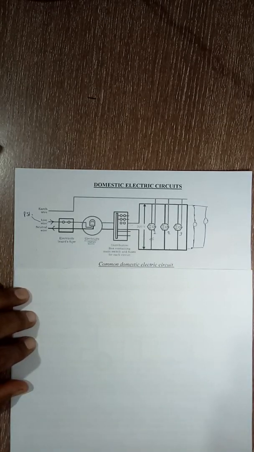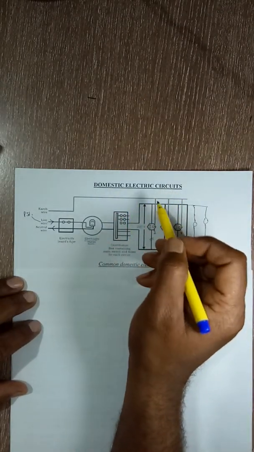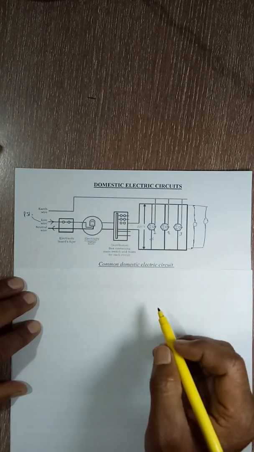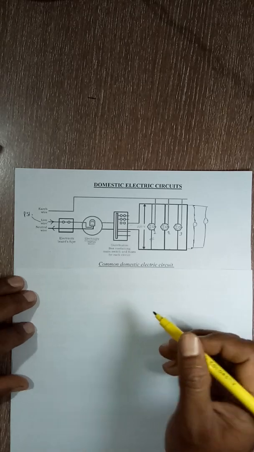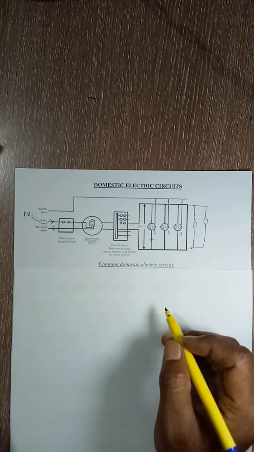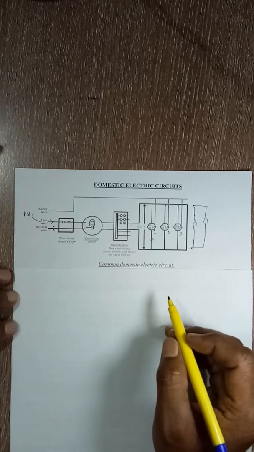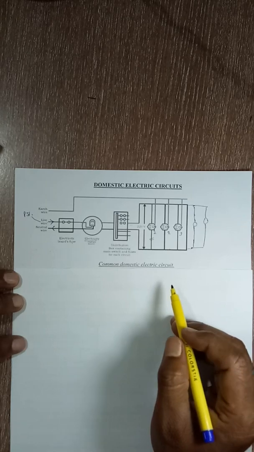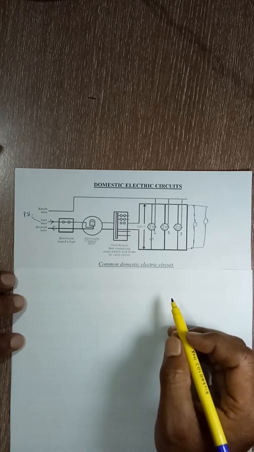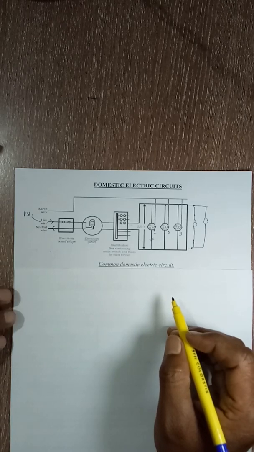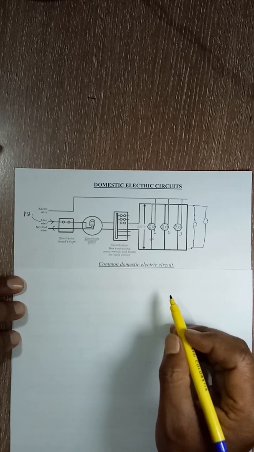Before going into this topic, domestic electric circuits, I would like to tell you certain things regarding series and parallel circuits. In our houses, all the routine electric gadgets that are working are always connected in parallel, so that the 220 volt voltage supply is always there for each and every device.